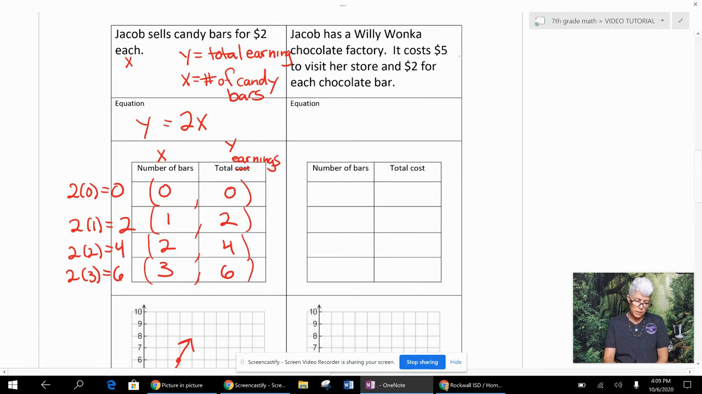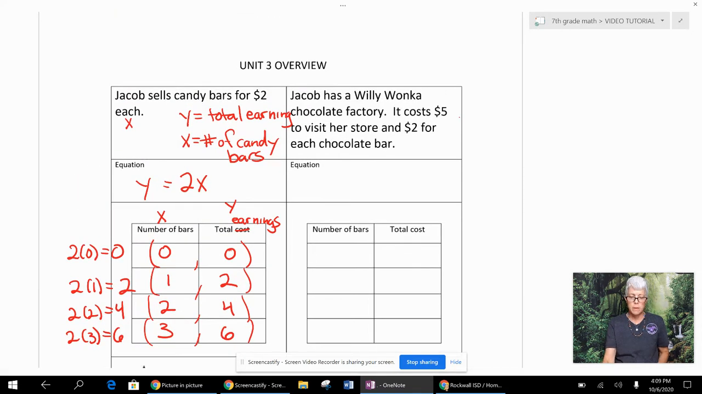All right, let's do this now. This is one that's going to be more in this form, y equals mx plus b.